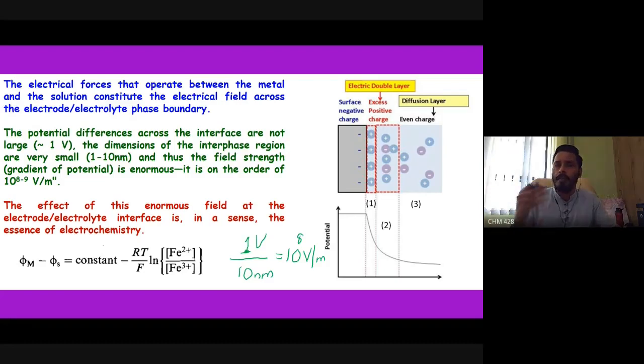That is why your battery is very powerful. That is why your fuel cell is so powerful it can even drive an electric vehicle. That is why your supercapacitor is very beautiful. This intense electric field gradient existing at the electrode-electrolyte interface is in fact the essence of electrochemistry. It is the basis of electrochemistry. Please keep that in mind.